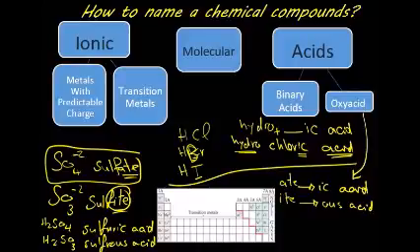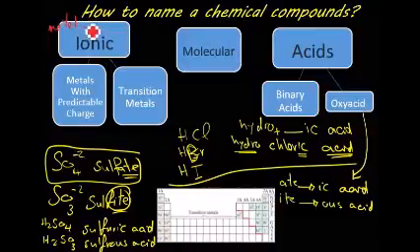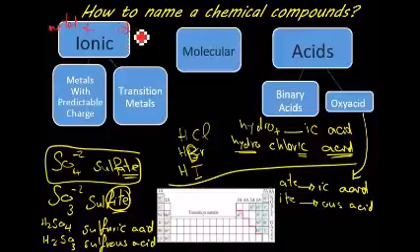So let's recap. Ionic, we care about charges. If it's coming from a transition metal, we have to specify the charge. So we put the metal name plus the nonmetal name and end with IDE. For molecular, we care about the number of elements in the compound and end with IDE as well. For acids, as we just discussed.